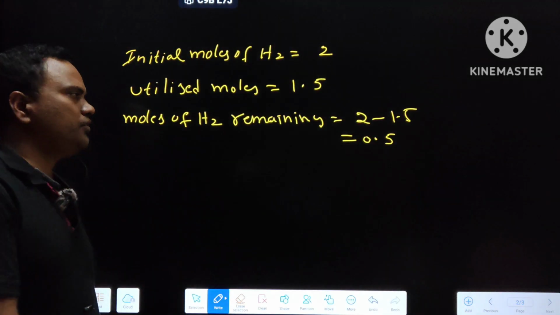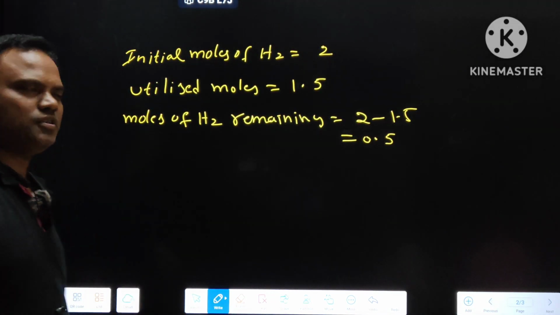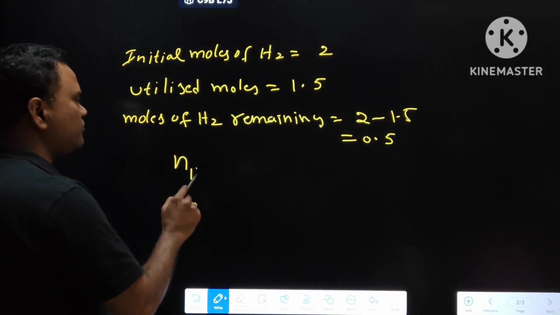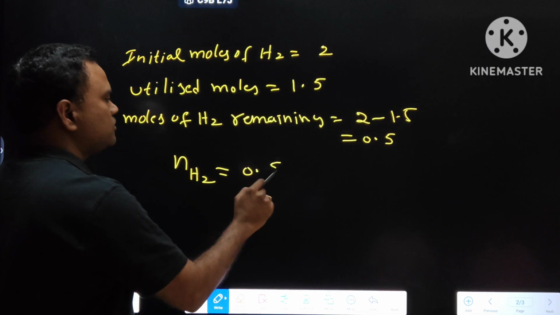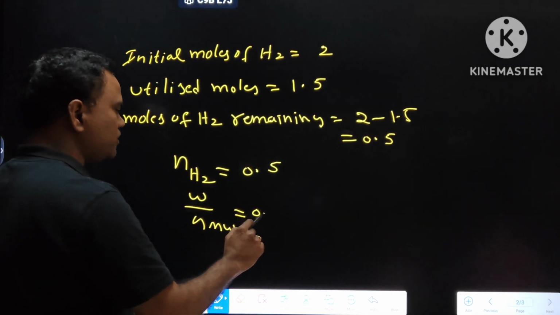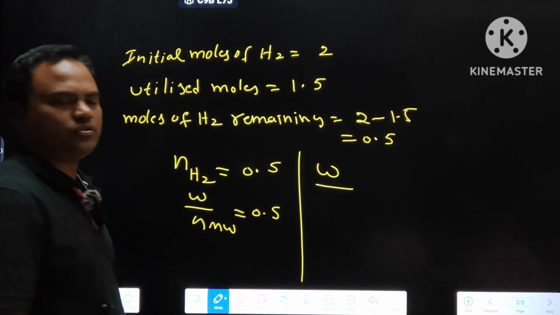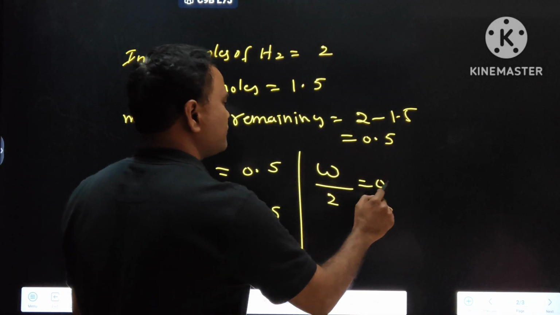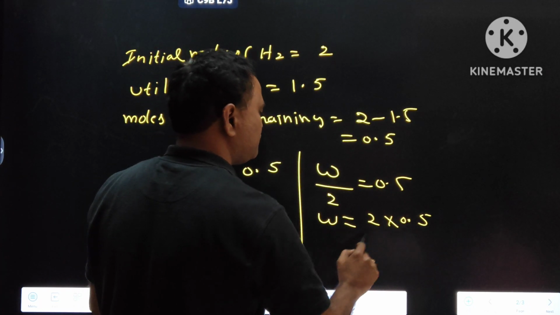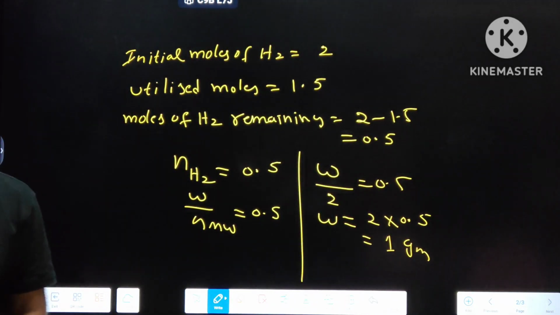Okay, if we know moles we can find the weight also. What is the weight of hydrogen? We got moles, so we can find weight. Number of moles of H2 is equal to weight by gram molecular weight, which is 0.5. Weight by the gram molecular weight of hydrogen, which is 2: so 2 into 0.5. So 1 gram of H2 will remain after the reaction.